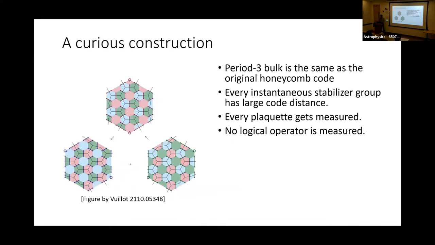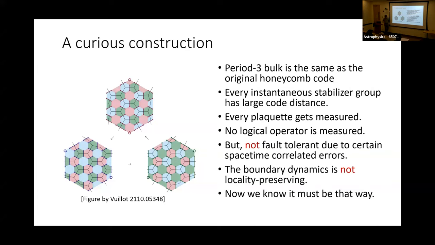And I want to point out that there is a curious construction that appeared shortly after our forest paper, the Huntington code on our forest. We constructed a boundary condition with the seemingly all checks, all Pauli checks. It's a period 3 sequence, and at every instantaneous step the group has large distance. And under every clock measure we could expect some tolerance, and no logical operator is intentionally causal.